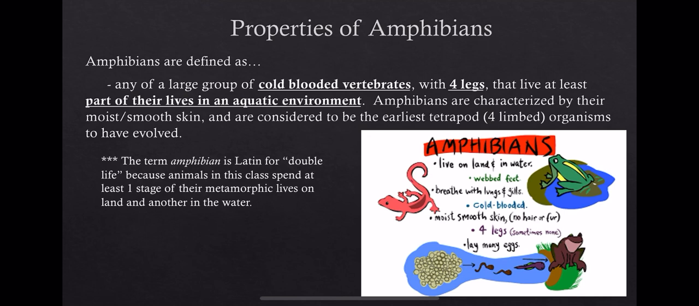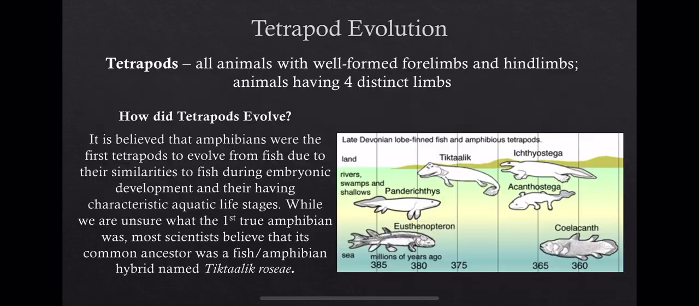So the term amphibian comes from the Latin for double life. And this, again, alludes to this concept of spending at least part of the life in the water and another part on land. Amphibians are metamorphic animals, meaning they go through multiple different life stages, and each stage has very characteristic features. The larval stage is typically always in the water.